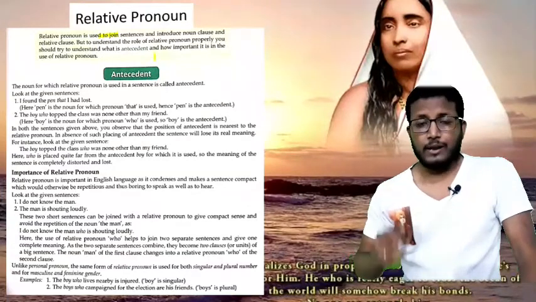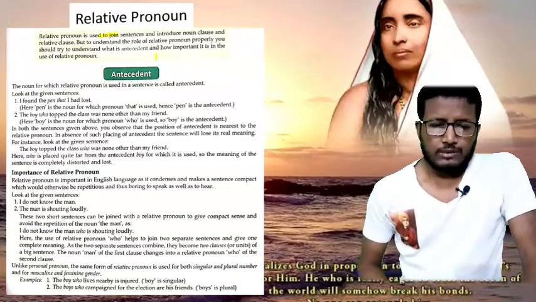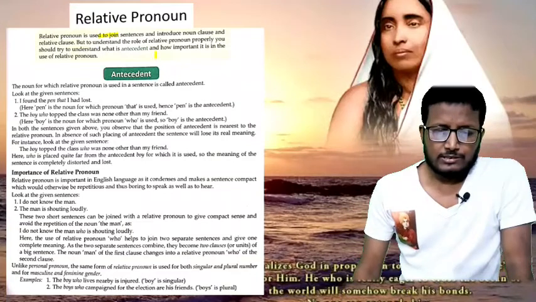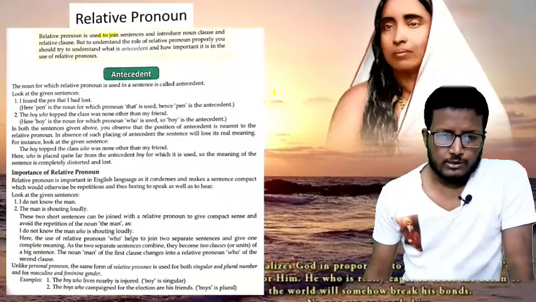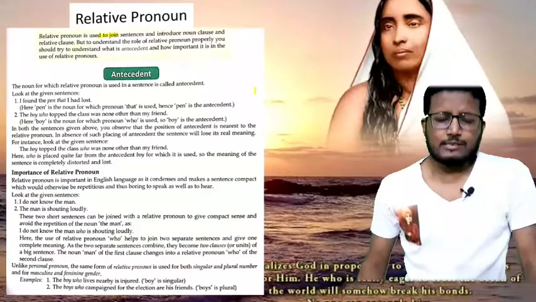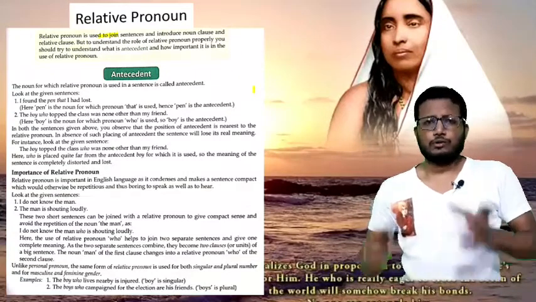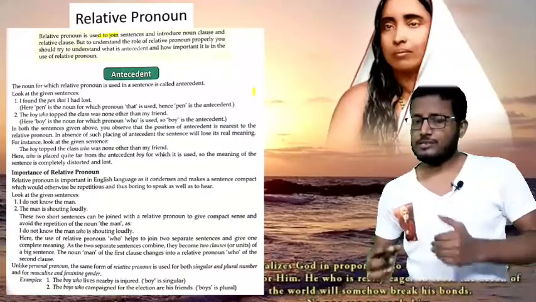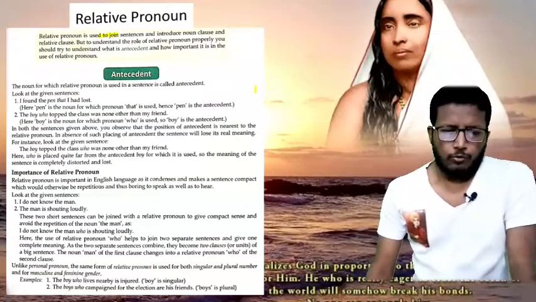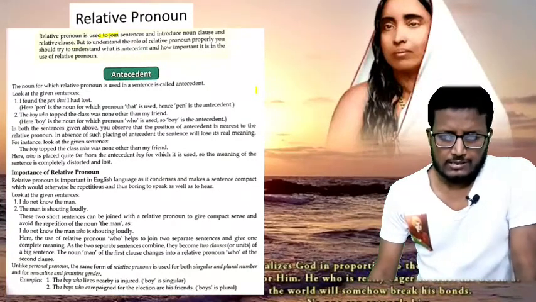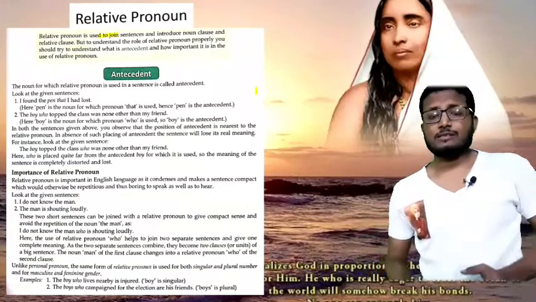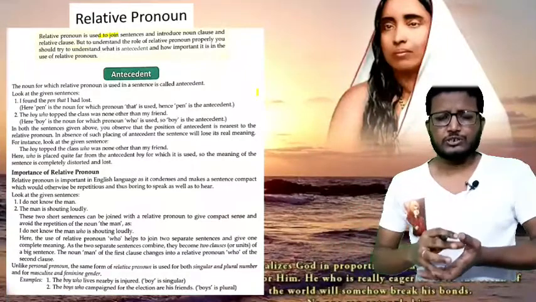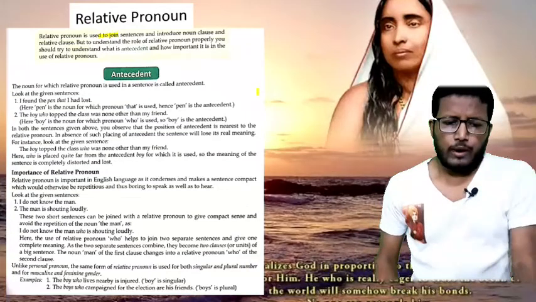Here you have got the name clause that I mentioned, but to understand the role of relative pronoun properly you should try to understand what an antecedent is and how important it is in the use of relative pronoun. This word antecedent is new; all the others are old things but this is new. Let's know antecedent. The noun for which a relative pronoun is used in a sentence is called the antecedent. That means the antecedent is the thing on which we apply the relative pronoun. So look at the given sentences.